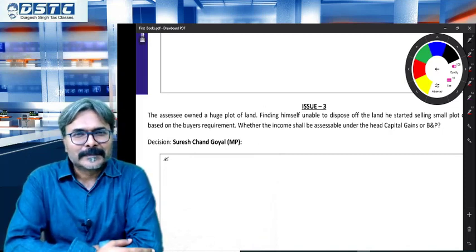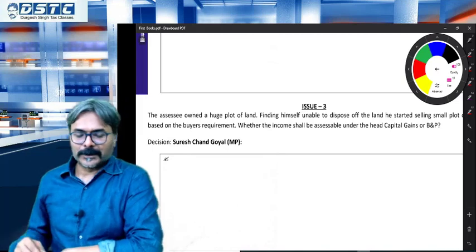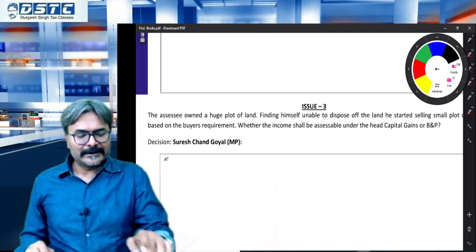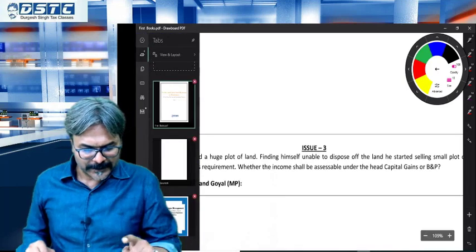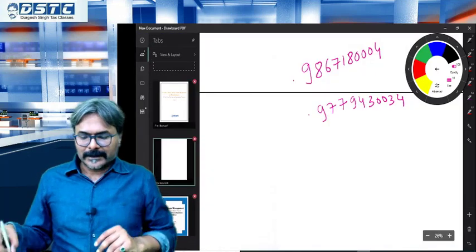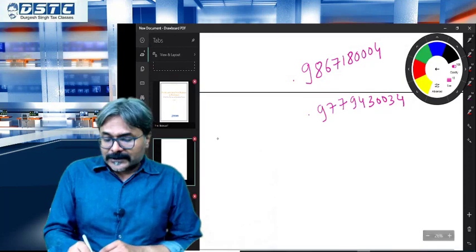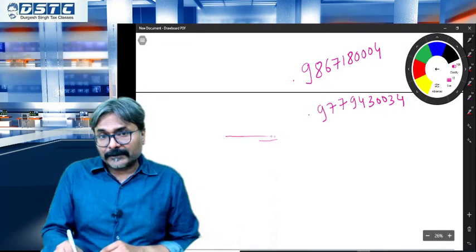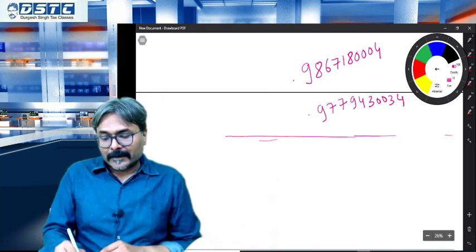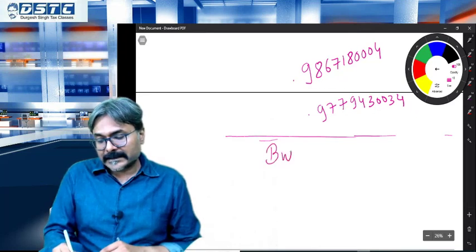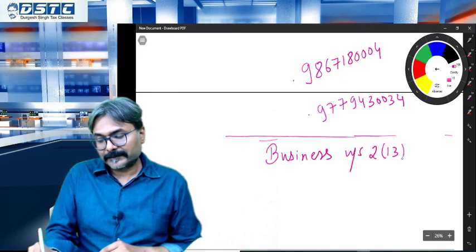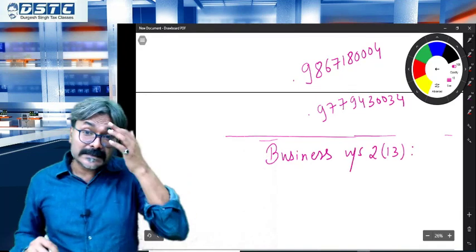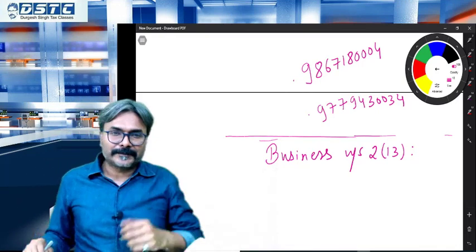Students, the catch point was, you will not write here, I'm just explaining something and then we will write it together. Just pay attention. What the AO did: the assessing officer went with the definition of the term business, business under section 2 clause 13. Students, business has been defined under this section.